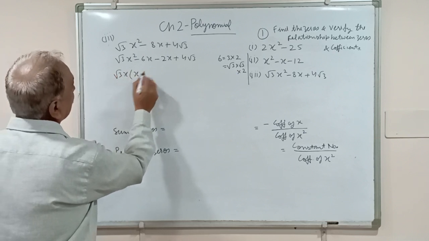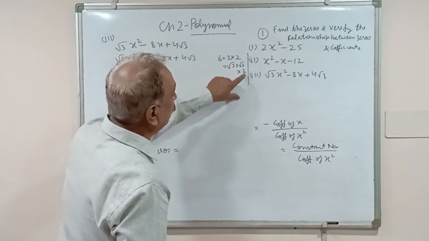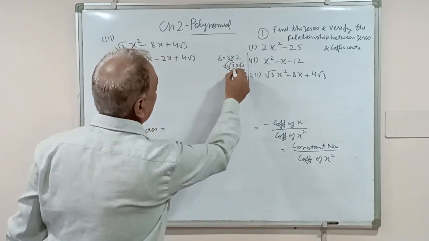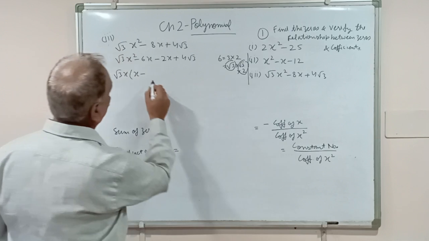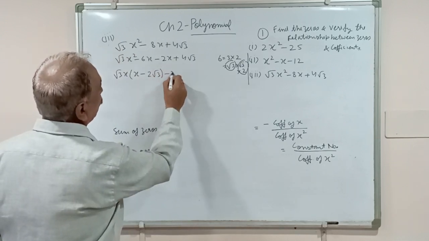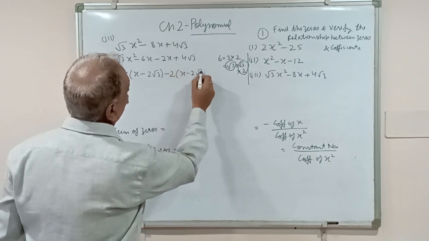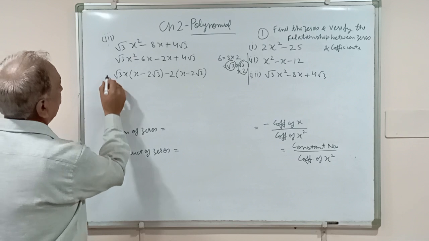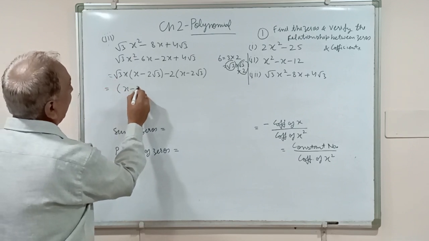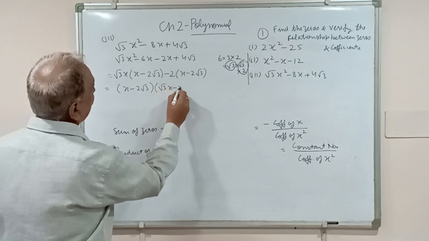In the first bracket x minus. From this 6, root 3 into root 3 into 2, this root 3 is common. Remaining terms are 2 root 3. In 2 and 4, 2 is common. 4 divided by 2 is 2. So x minus 2 root 3, and root 3 x minus 2.